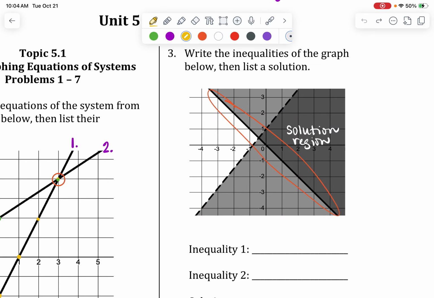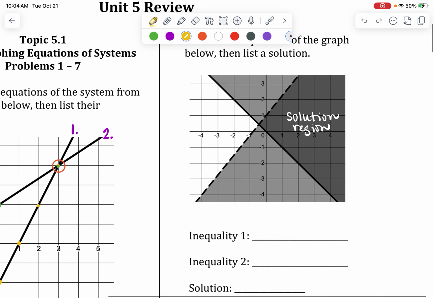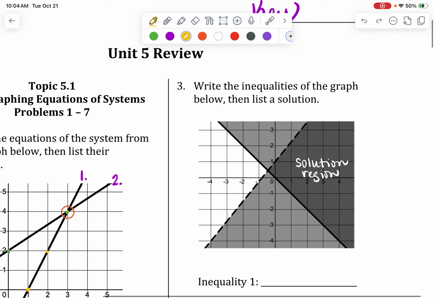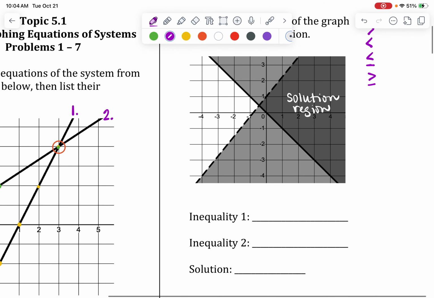Unfortunately, Desmos is not going to do this one for you, so you're going to have to do this one yourself. It's very similar to number 1, except you have to make sure that you're using an inequality. So as soon as you see shaded regions, you know you're either going to use less thans, greater thans, less than or equal tos, greater than or equal tos. You need to be using one of those 4 symbols when you write your y equals mx plus b equation.